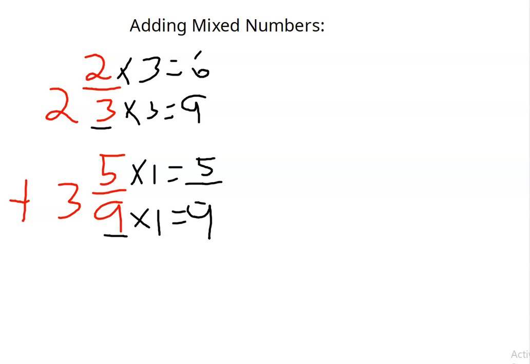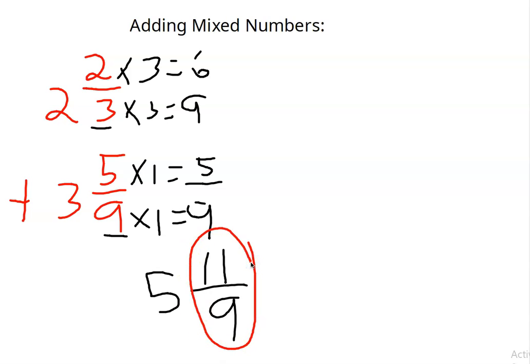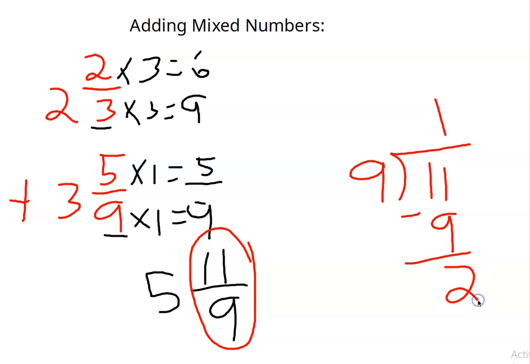So I'm going to go ahead and add. 6 plus 5 is 11/9. And then 2 plus 3 is 5. So my answer is 5 and 11/9. But I'm sure you see here that this is improper, and I need to take care of that because that's a fraction greater than 1. So I'm going to take my 9, I'm going to divide it into 11, and 9 goes into 11 one time. 9 times 1 is 9. Subtract, 2. I bring up my remainder, and I put it over my divisor: 1 and 2/9.